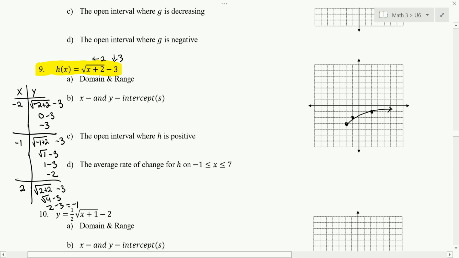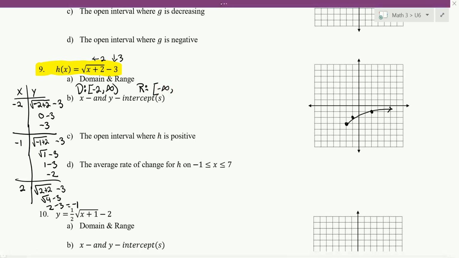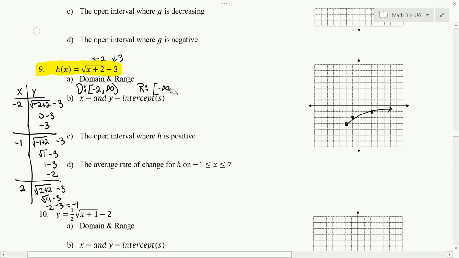So the domain we could see from the graph is, it starts at negative 2. This is the domain, and it goes to infinity. The range from the graph goes, the lowest point has a minimum at negative 3, and it slowly rises to infinity. Let me fix that. It should be negative 3.